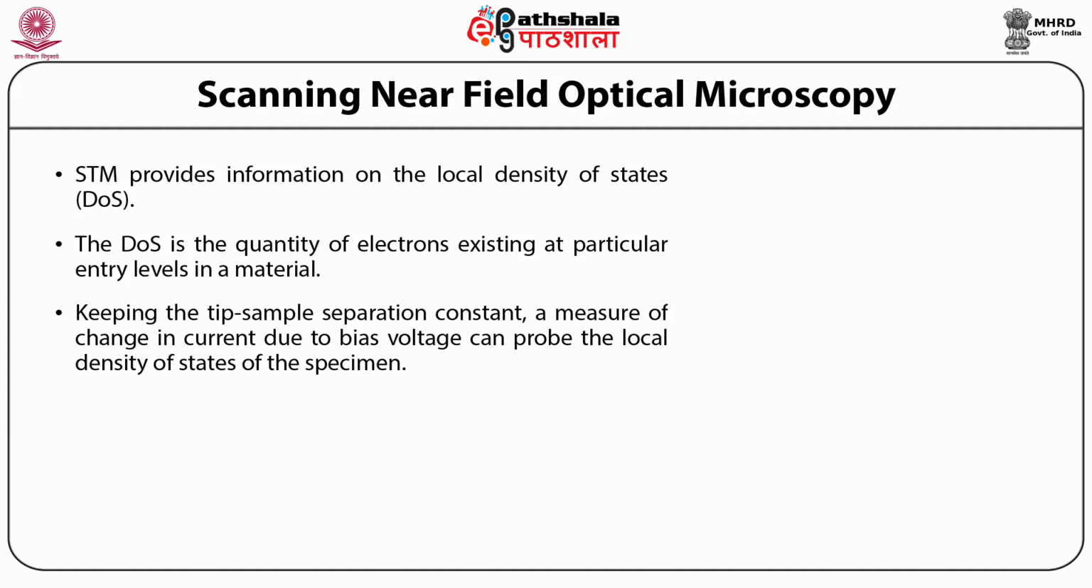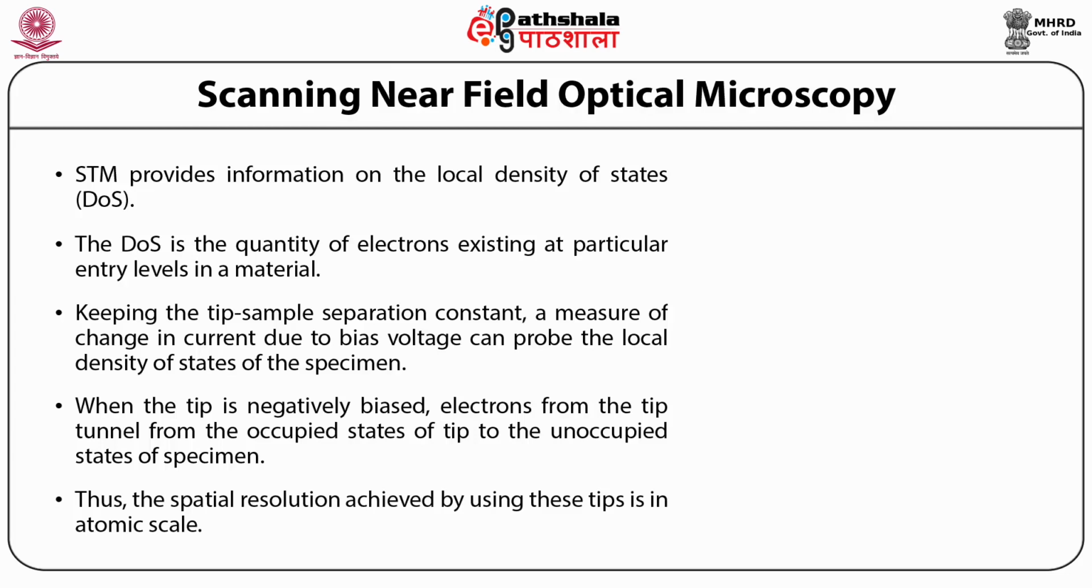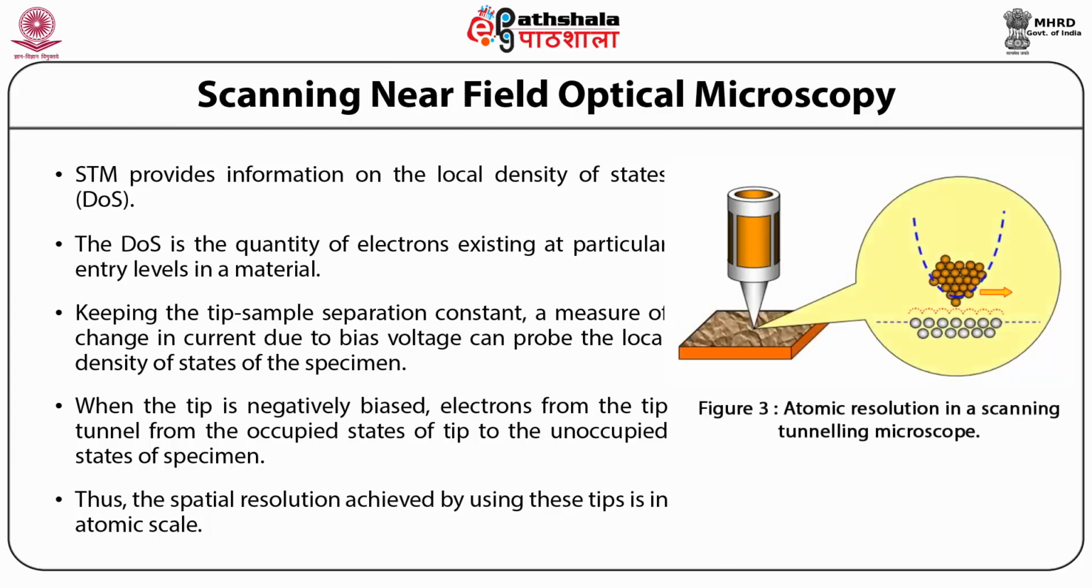The electrons can tunnel to states which are present in the sample or tip. When the tip is negatively biased, the electrons tunnel from the occupied states of the tip to the unoccupied states of the specimen. Thus, the spatial resolution achieved by using these tips is on the atomic scale. The figure shows the atomic resolution in a scanning tunneling microscope.